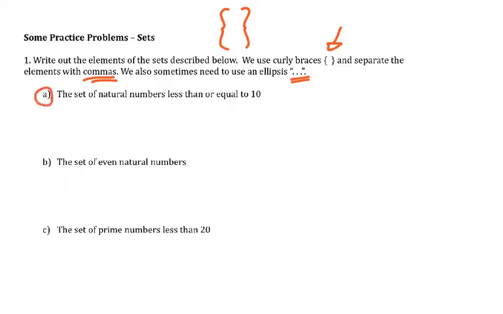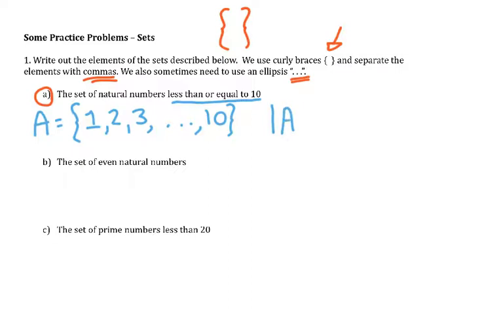A says list out the elements, or write out the set of natural numbers less than or equal to 10. So I'm going to have curly braces. So that's 1, 2, 3. Maybe I'm getting lazy. And I just use an ellipsis to indicate we continue up to 10. Now I'm going to call this set A. We usually give sets a capital letter name. It's just a convention. And then I'm going to ask you, what is this?